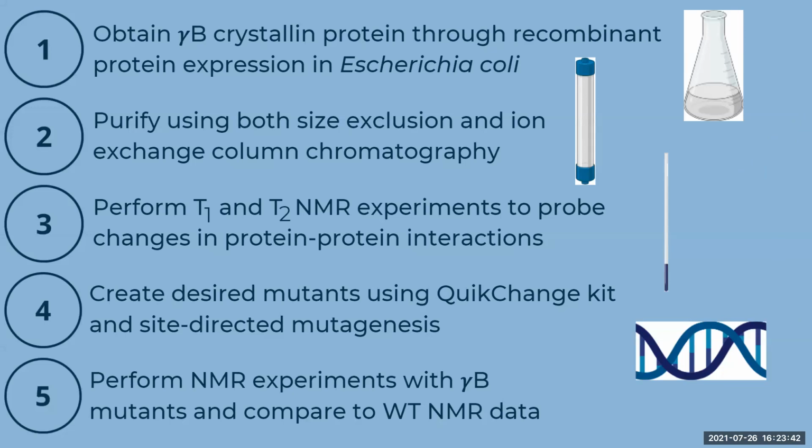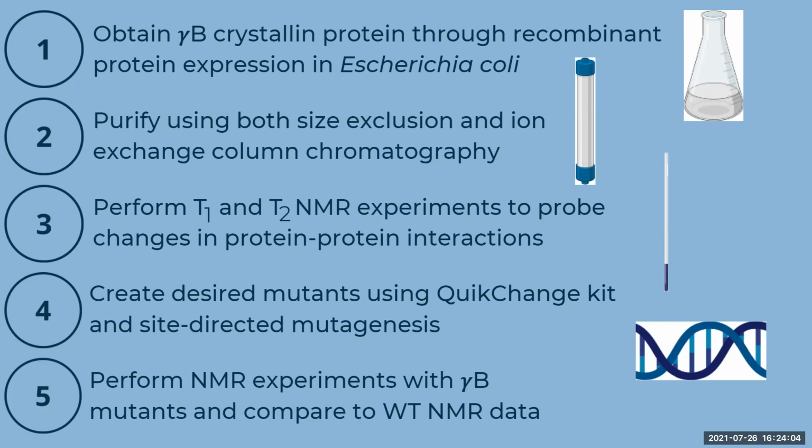So once we have enough protein in order to do our NMR experiments, we perform T1 and T2 NMR experiments to probe changes in the protein-protein interactions. Once we've done all the NMR experiments we want to do on our wild-type protein, we'll create our desired mutants using a QuikChange kit and site-directed mutagenesis.